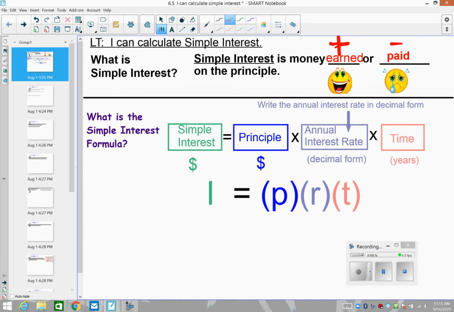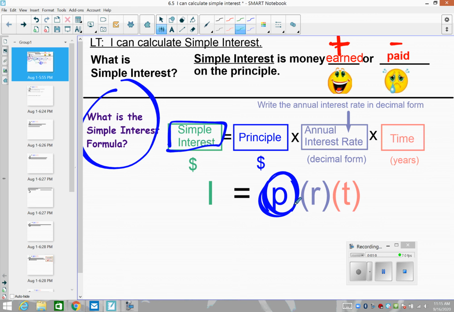So the formula for simple interest is this. In order to figure out how much money you earn or pay, you take the principal. We'll go through this more throughout the course of the lesson, so don't freak out if you don't understand the vocabulary yet. Principal means the starting amount, the amount you start with. So it's either the amount that you borrow, not good, or the amount of money that's in your account, good.